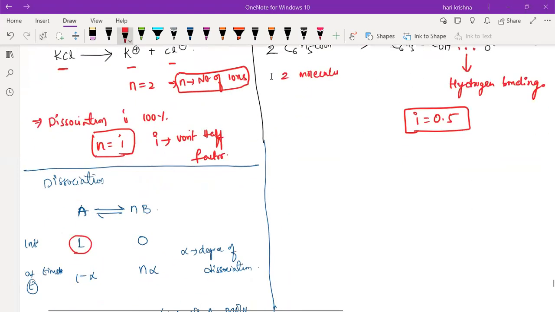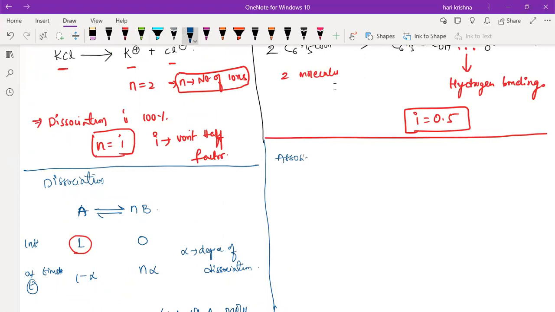Okay, next we'll go for the association, the same way. In the association, what is happening? A number of molecules combine to form A power n. Initially the concentration is 1 for A and 0 for A power n. But at time t, association is happening, and n number of atoms are combining, so it is alpha by n.